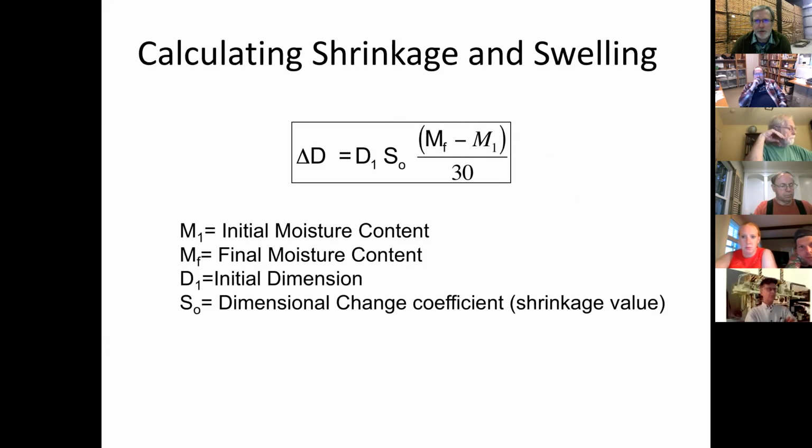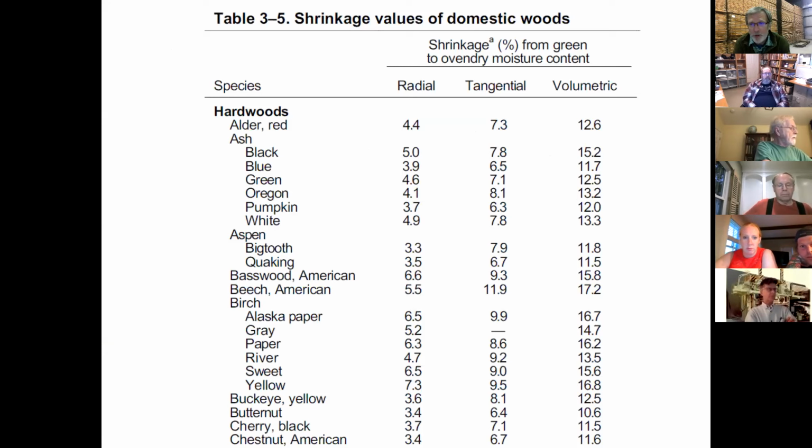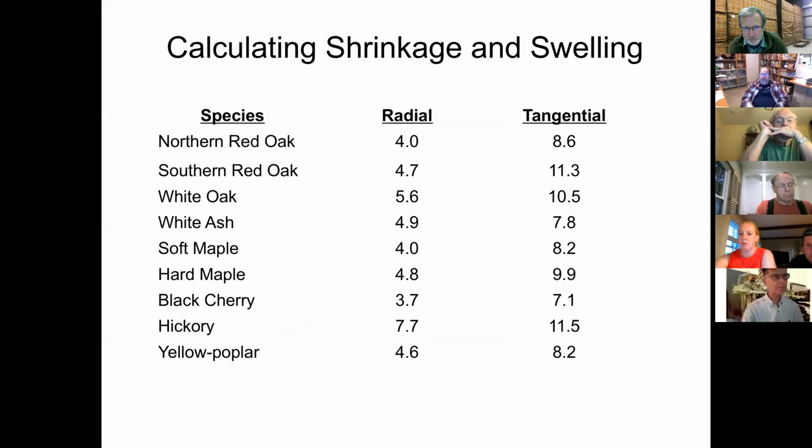So let's use it. There's no better way to understand a calculation than to use it. Before we do that, I'll just say this is table 3.5 from the wood handbook. It lists domestic species, foreign species, hardwoods, softwoods. You can find most tangential and radial shrinkage values for most domestic and foreign species in the wood handbook. I've given you this particular one. It lists some very common species. We'll use it for our examples tonight.